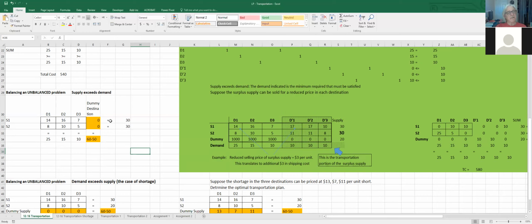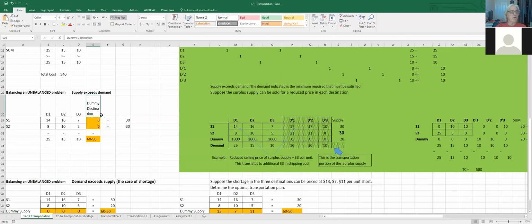In this case here, when you compare the total demand, 50, total supply, 60, supply exceeds demand. In order to make it balanced, you have to add to the demand 10 units. So it means you have to add a column here whose demand is 10. But this demand point does not exist. It's only because you want to mathematically balance the transportation table that you add it, and it becomes very useful.